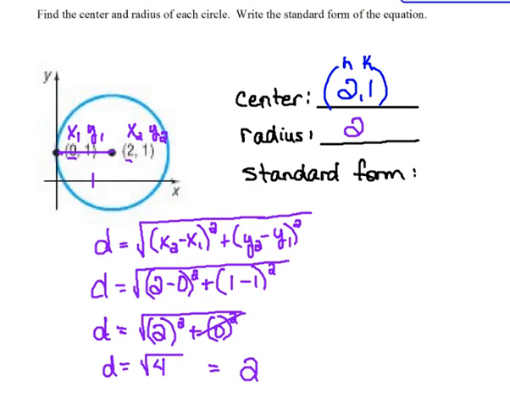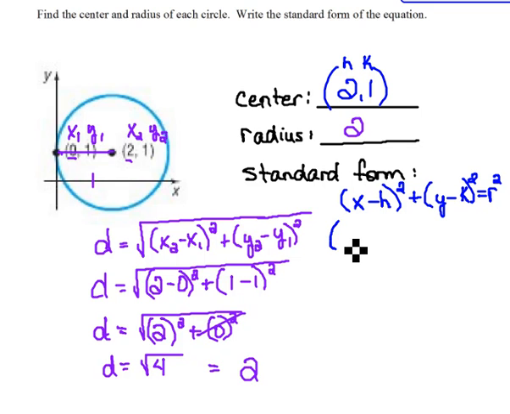Alright, now the last thing we need to do here is to identify our standard form. Well, remember that your standard form looks like x minus h quantity squared plus y minus k quantity squared equals r squared. So if that's true, then we should be able to replace the h and the k with the 2 and the 1, and we should be able to replace the r with 2.